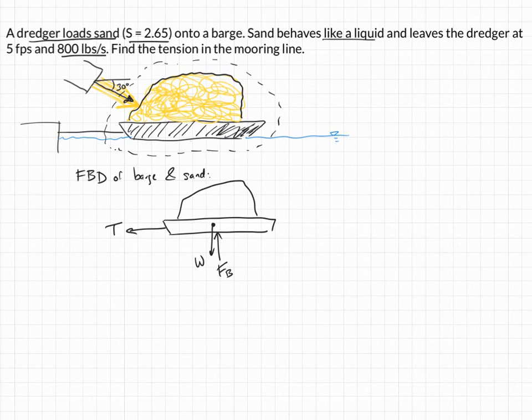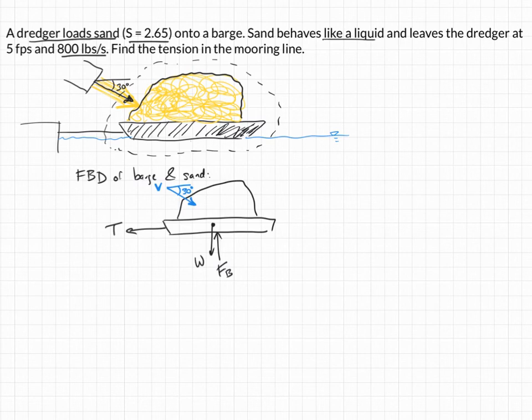And then I've got, because I like to draw these in blue, I'll call this V. It doesn't have to be V1 or V2 because there's only one V in this case. And that's coming in at 30 degrees. That's a momentum flux coming into this problem.